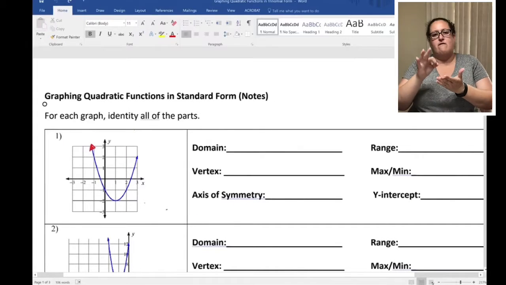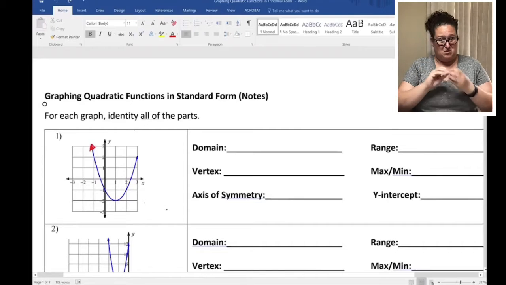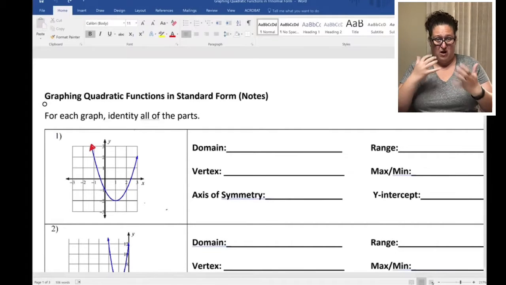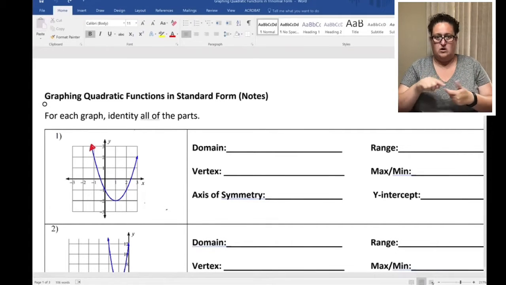Problem number 1. We have this graph and we want to identify the domain, range, vertex, max or min, axis of symmetry, and the y-intercept. Let's go ahead and identify the most obvious parts, starting with the vertex.